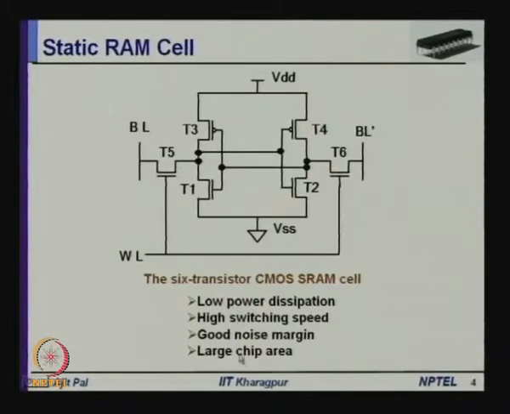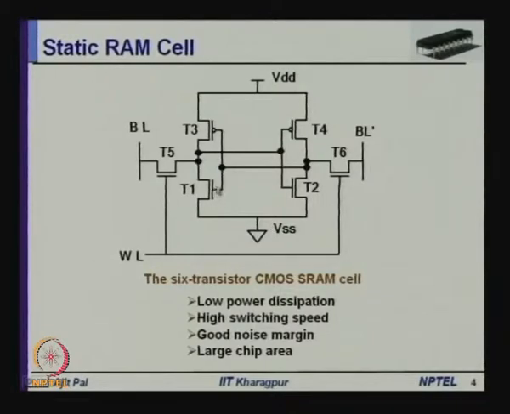And as you can see, because of this configuration, this 6 transistor CMOS static RAM cell has got the following features: low power dissipation. Low power dissipation is arising because, as you know, CMOS inverters are inherently low power, because there is no static power dissipation, and as a consequence when these inverters are realized by using CMOS, they consume lesser power, and also high switching speed is achieved by using this type of configuration.